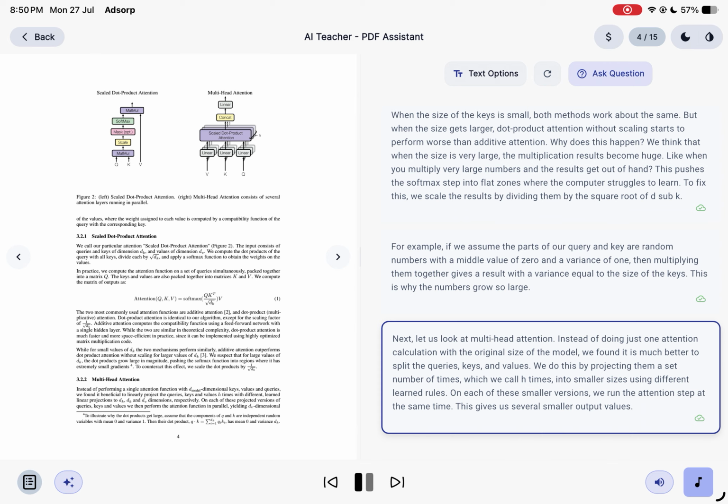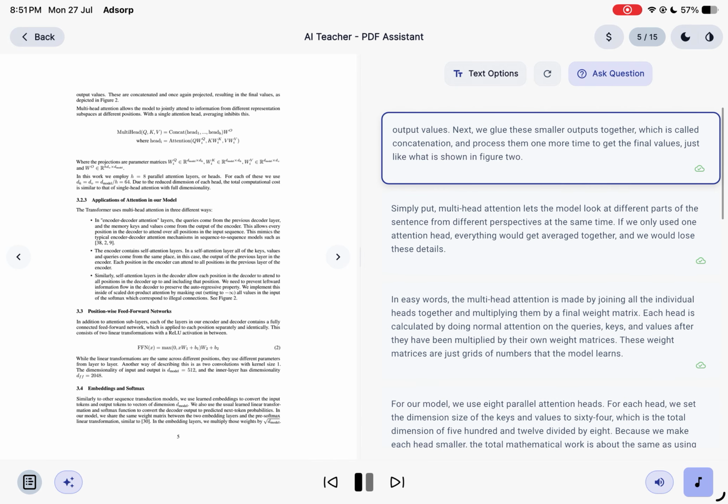Instead of doing just one attention calculation with the original size of the model, we found it is much better to split the queries, keys, and values. We do this by projecting them a set number of times, which we call h times, into smaller sizes using different learned rules. On each of these smaller versions, we run the attention step at the same time. This gives us several smaller output values. Next, we glue these smaller outputs together, which is called concatenation, and process them one more time to get the final values, just like what is shown in Figure 2.